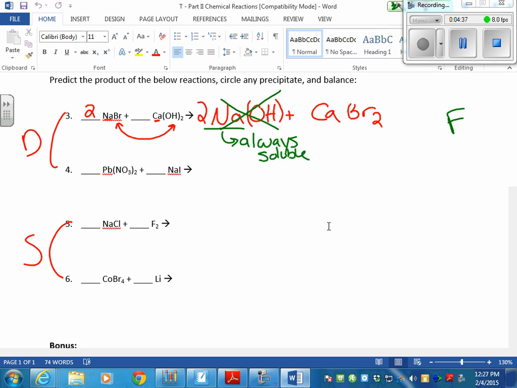Now I look at CaBr2. Bromine is usually soluble, except when it's with silver, lead, or mercury. Calcium is not silver, lead, or mercury, so this is soluble too. That means there's no precipitate here. No solid, that means there's no reaction. So I went through all that work for nothing.